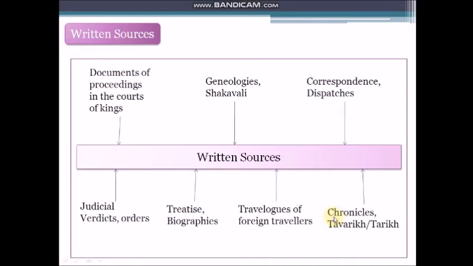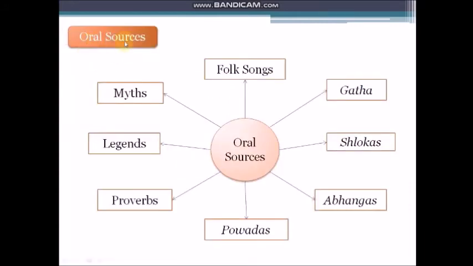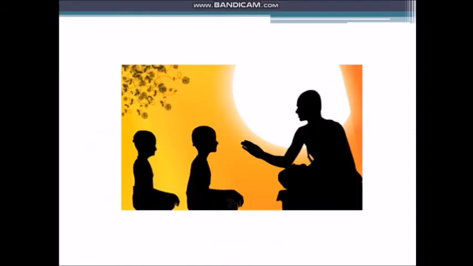Bakar is a type of chronicle originated in Maharashtra. Tawarik or Tarik means sequence of events. It helps in understanding the historical events of that period. Now, oral sources. We come to know about different phases of village or traditional community life through folk literature. It is traditionally passed on from generation to generation. These are known as oral sources.